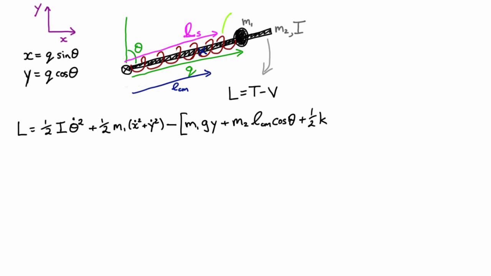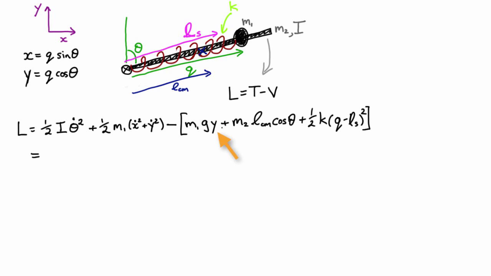So I've got, oh my goodness, yet another quantity. This spring has a spring constant of k. So it's going to be a half k times the length minus the natural length, all squared. So there's my Lagrangian.